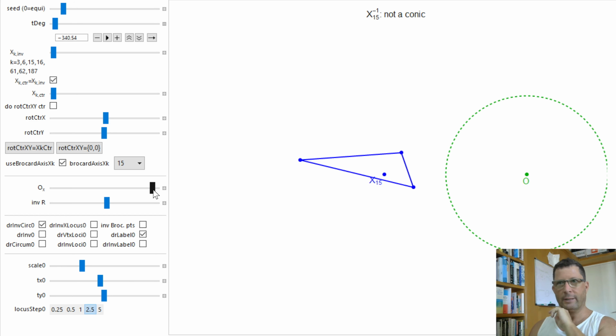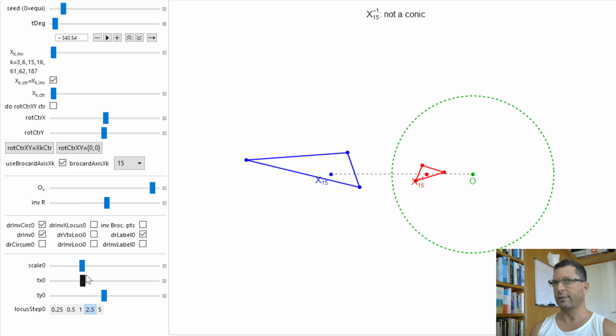Now, I want to actually draw a new triangle, this red thing here, whose vertices are inversions of the blue vertices with respect to this inversion circle, this dashed green inversion circle. And let's go ahead and center the scene. Let's scale it up a bit.